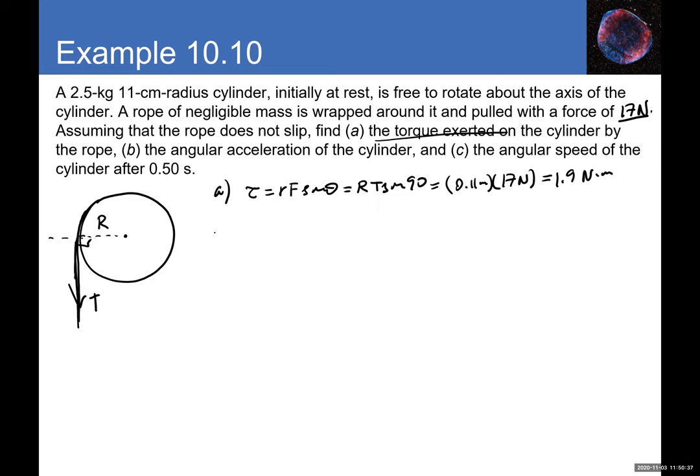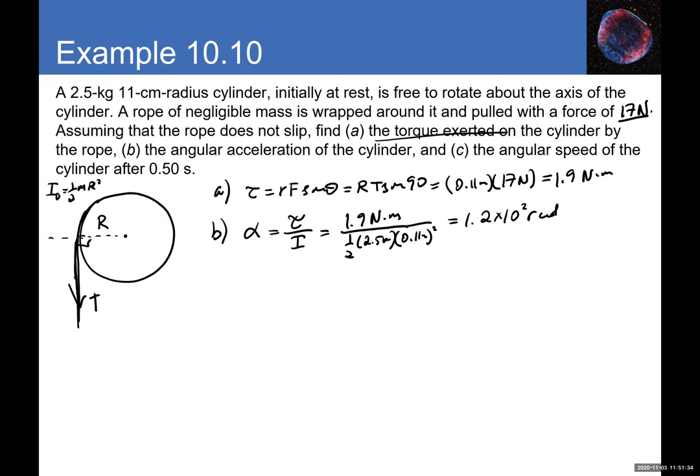Well, it's a non-zero torque, so it will make it accelerate, and alpha equals net torque divided by the moment of inertia. Net torque is 1.9 newton meters. What is that moment of inertia? Well, there's a table that I gave you last class, where the moment of inertia for a disk is 1/2 m times radius squared. We can also use that for the pulley. So it's 1/2 times its mass, which is 2.5 kilograms, times the radius, 0.11 meters, squared. If we calculate that, we get the angular acceleration: 1.2 times 10 to the 2 radians per second squared.